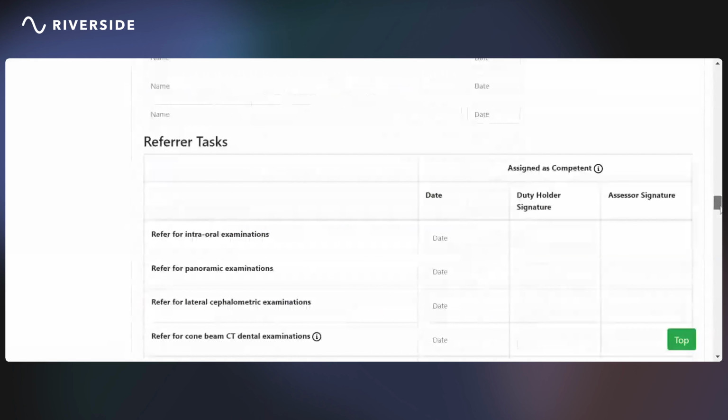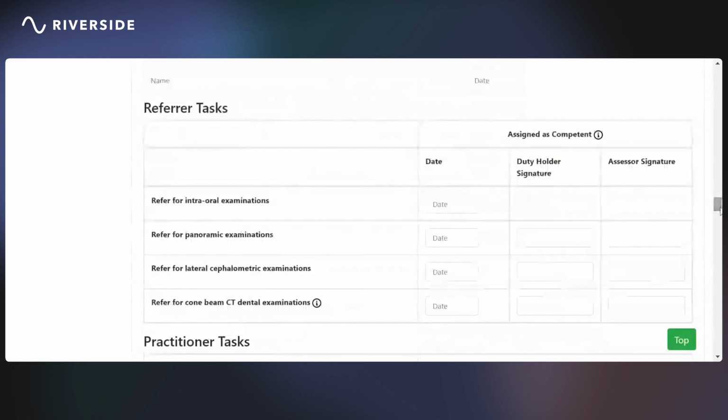Further down the page, we come to the duty holder's tasks. There are three main tasks within this file in terms of IRMER. The first of those tasks is the referrer. The referrer is the person who provides adequate information to the IRMER practitioner, which we will come on to in a second, in order for that IRMER practitioner to justify and authorise the radiographic exposure to be undertaken.